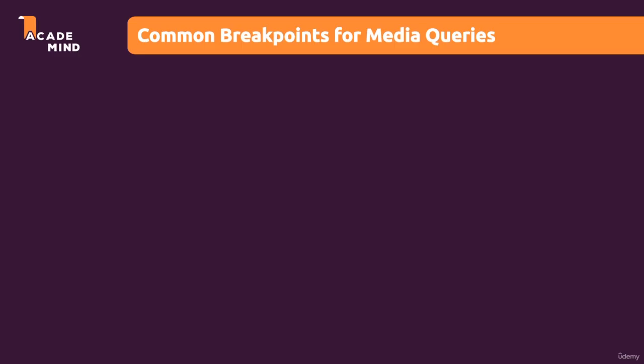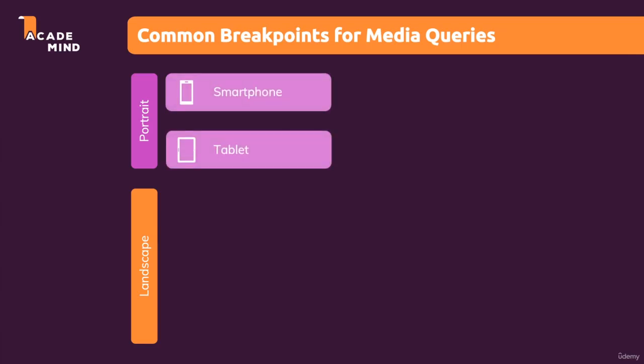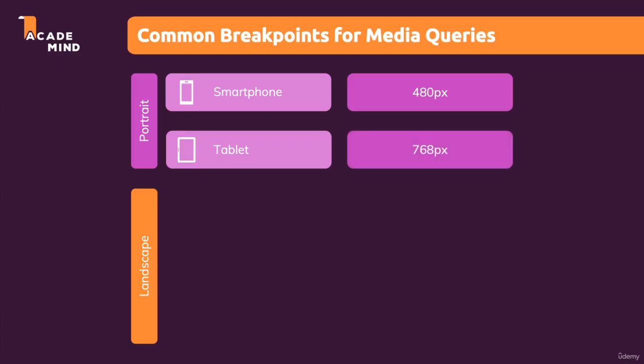Typically, we can differentiate between portrait mode, so devices where the content is consumed in portrait mode, and landscape mode. Typical portrait devices are of course smartphones and partially tablets. Of course, tablets are also used to consume the content in landscape mode, but typically adding two breakpoints for smartphones and tablets makes a lot of sense. Here, for smartphones, we have a breakpoint of 480 pixels, and for tablets, we typically use 768 pixels.